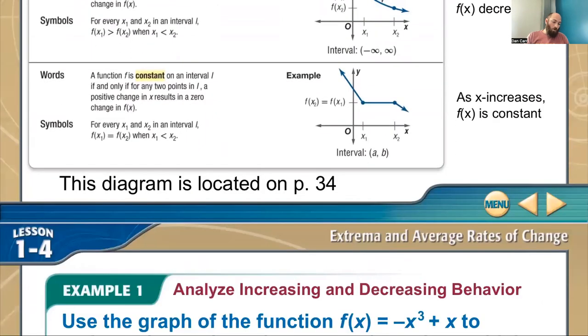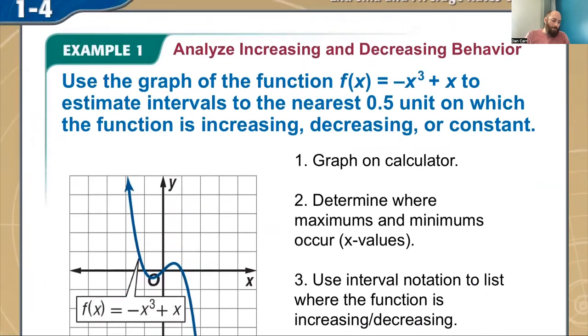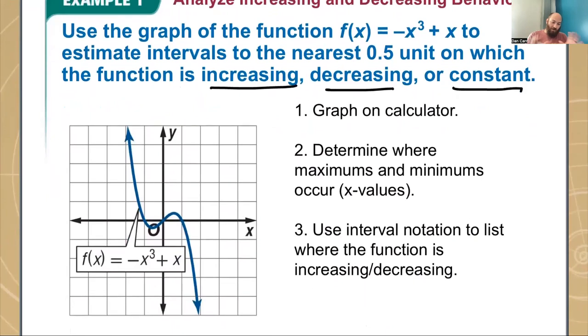So now what we're going to do is use that to help describe some of the behavior of our graph. So we want to use the graph of the function f of x equals negative x to the third plus x to estimate intervals to the nearest 0.5 units on which the function is increasing, decreasing, or constant. Okay, so what we can see, I can do a rough sketch of the graph right here.